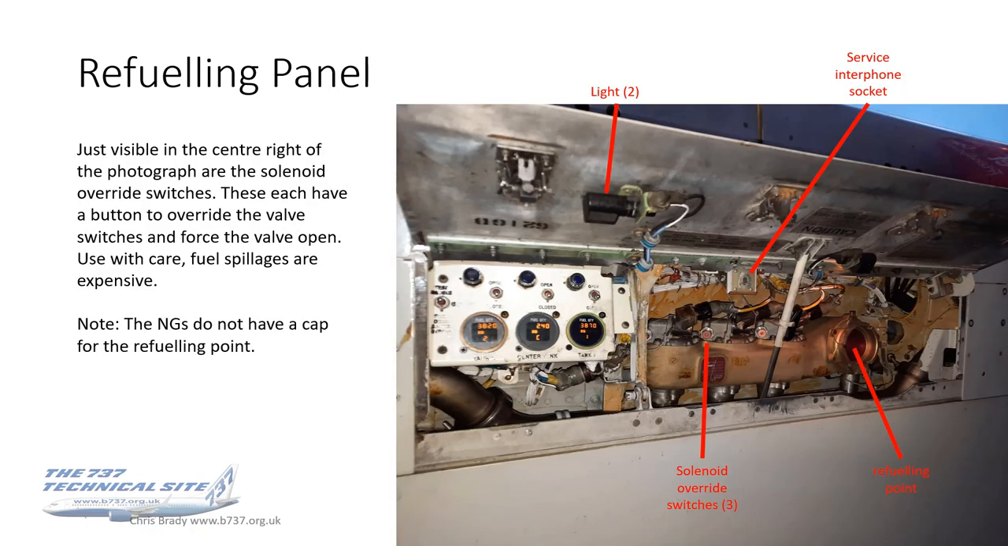This is what the inside of the refueling panel looks like. You see there's a little light. Well, actually, there are a couple of inspection lights there. Service interphone socket. The refueling point. Notice there's no cap on that one. On the NG and the Max series, you've also got three solenoid override switches, and these are to force the valves open if they've shut off. So if you've got the switches to direct the fuel to either wing or center tanks or whatever it might be, when the tanks fill, the valves will automatically close.